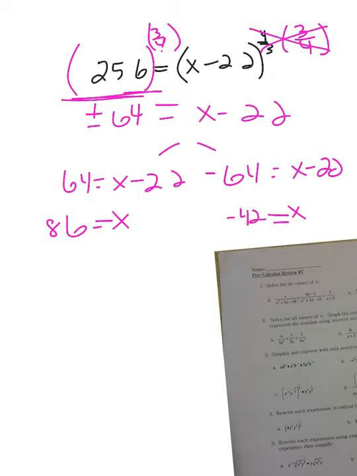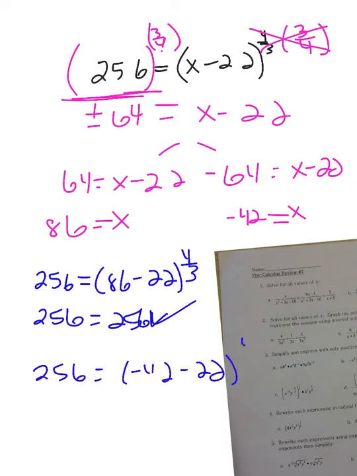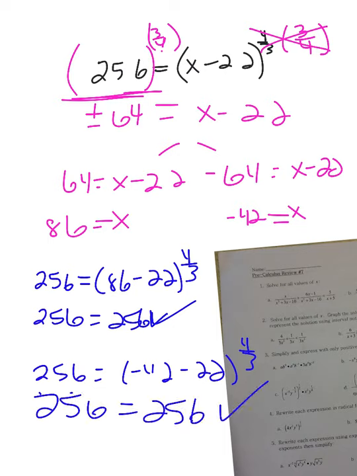So we have 256 equals 86 minus 22 raised to the 4/3 power. Let's check it. On the left, we get 256. I checked in my calculator, 256, and that checks. Now I'm going to try negative 42. 256 equals negative 42 minus 22 raised to the 4/3 power. I checked it, and 256 equals 256, and that checks. All right, let's take a look at 7b.